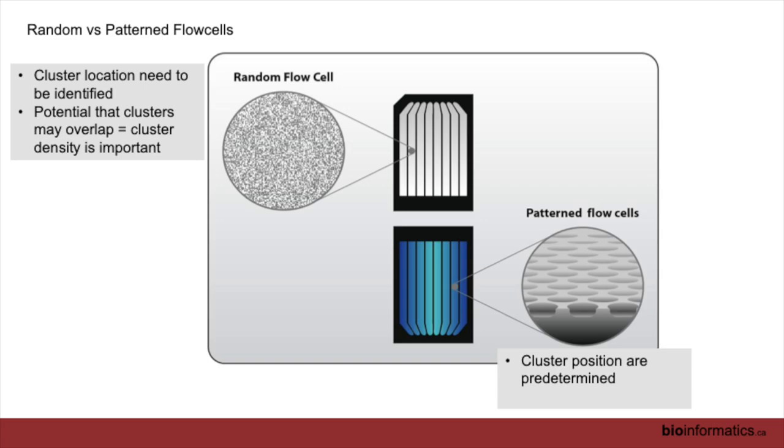The initial flow cells were kind of a slide where all the DNA would attach at random locations across the flow cell. It was kind of a bed of primers put across it. You put your DNA on it, and they were just random locations. And that resulted in a lot of analysis that required figuring out where these clusters were, defining them, and maintaining that image from slide to slide. And there's always a potential that clusters would overlap.